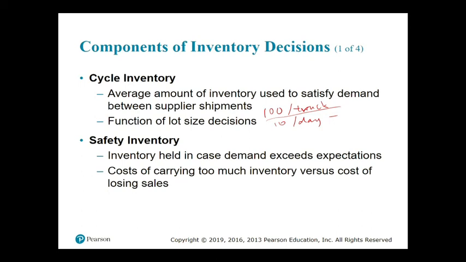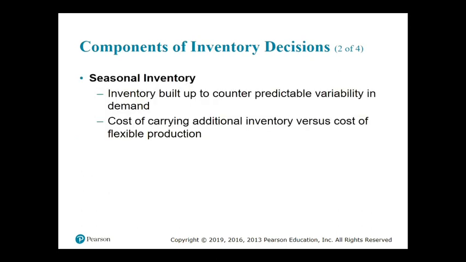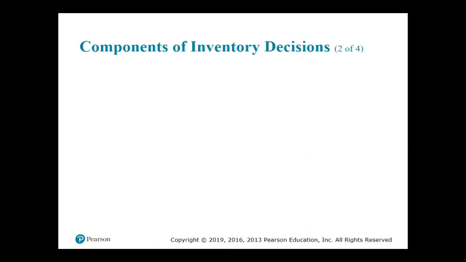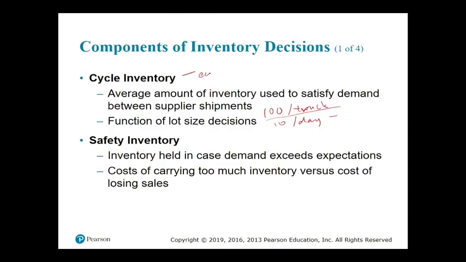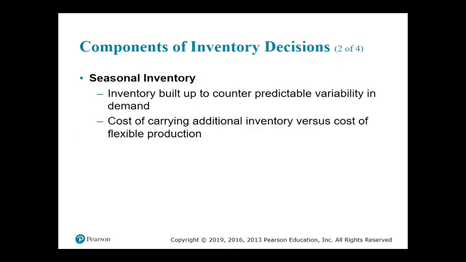All right, so another type is seasonal inventory. So seasonal inventory is due to variability. So this is as a result of economy of scale. This is as a result of uncertainty. And the seasonal inventory is as a result of variability.